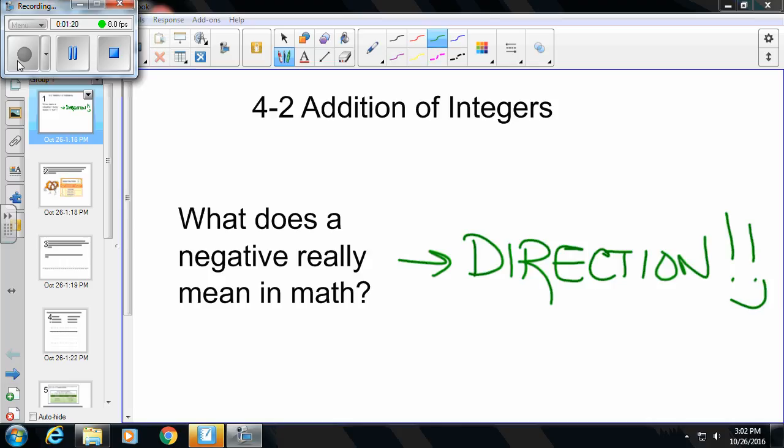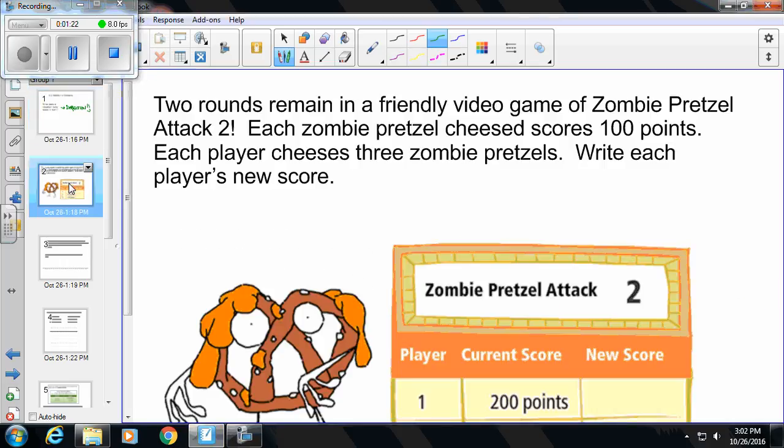So let's look at this example here. Our first example: 2 rounds remain in a friendly video game of Zombie Pretzel Attack 2. Each Zombie Pretzel cheese scores 100 points. Sorry, I didn't read that very clearly. Each player cheeses 3 zombie pretzels. So write each player's new score.